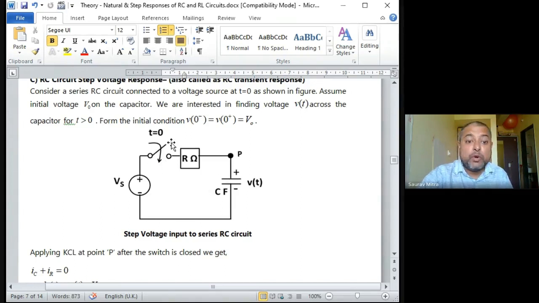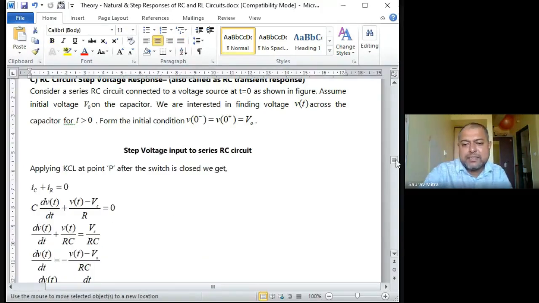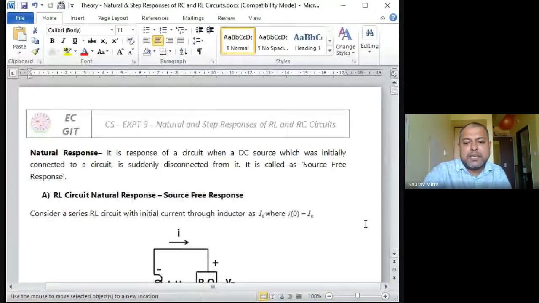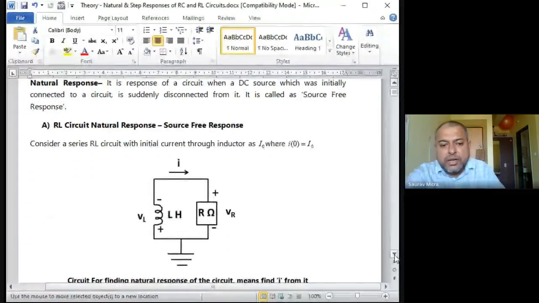After that, let it be RL, let it be RC, I'm opening the switch. So first I allowed the inductor or capacitor, two different circuits, to get fully charged. Inductor stores energy, capacitor stores voltage. We allow that, and after that we open this switch, we cut this supply, and we connect this R to the ground. So in that case, come to the first page, the circuit looks like this. This is called the natural response circuit.